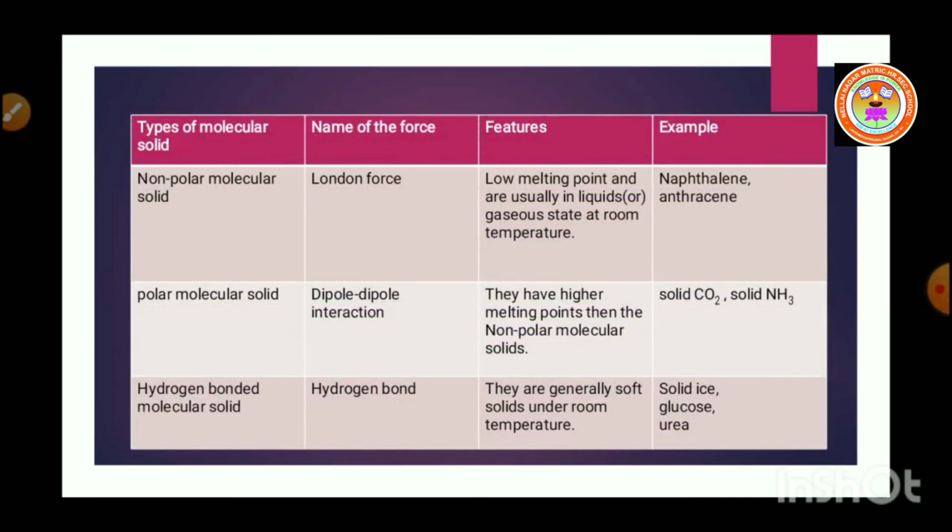Okay, let us summarize the three types of molecular solids. First one is non-polar molecular solids. What is the name of the force here? That is London force. Yes, what are the features? Low melting point, and they are usually in liquid or gaseous state at room temperature. Examples are naphthalene and anthracene.